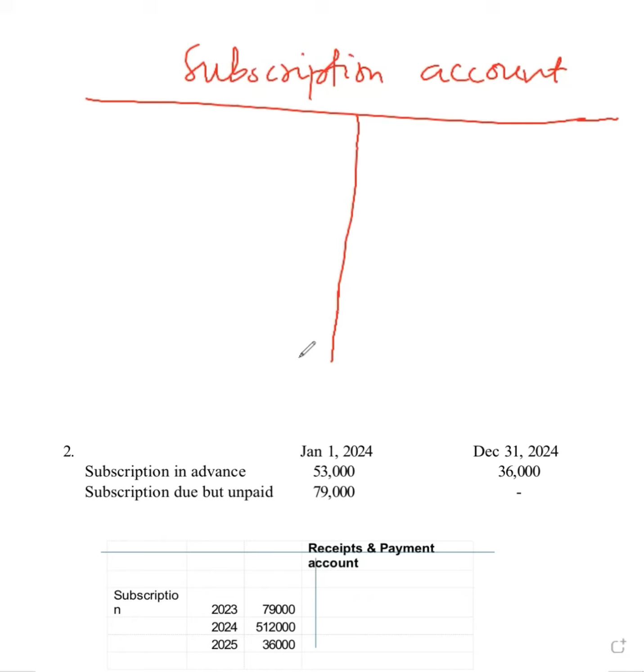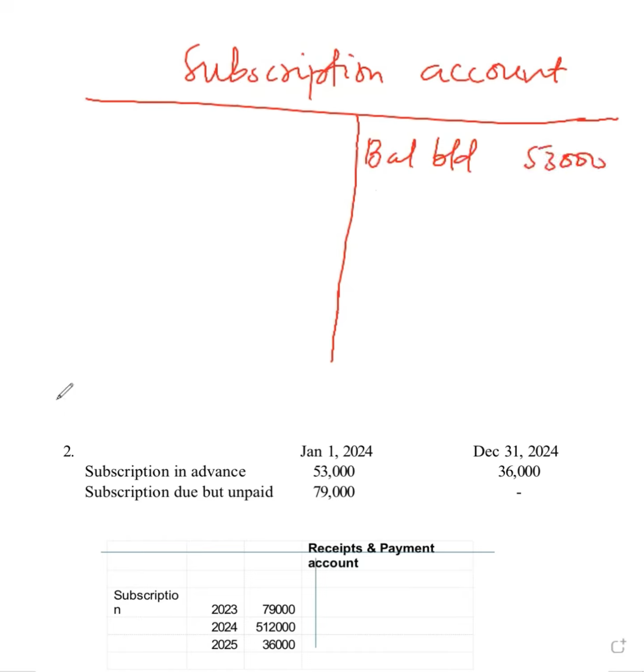And all liabilities have a credit balance. So it means that if the subscription in advance is a liability and has a credit balance, then the opening balance will be on the credit side. So balance brought down, which is 53,000.